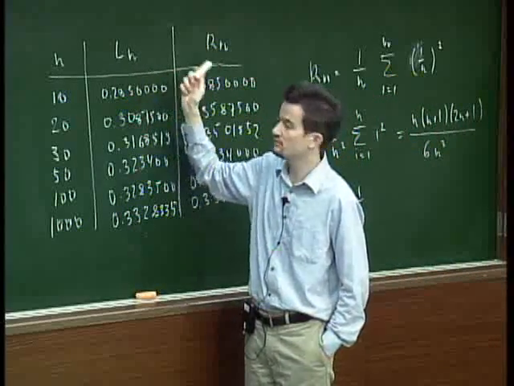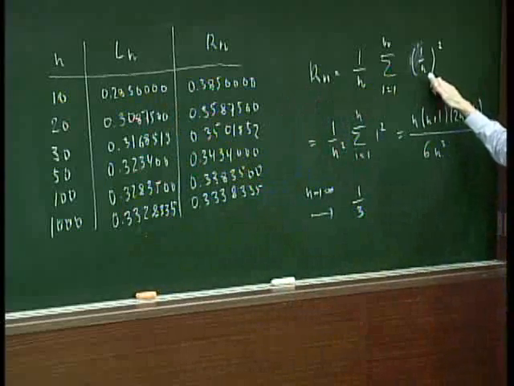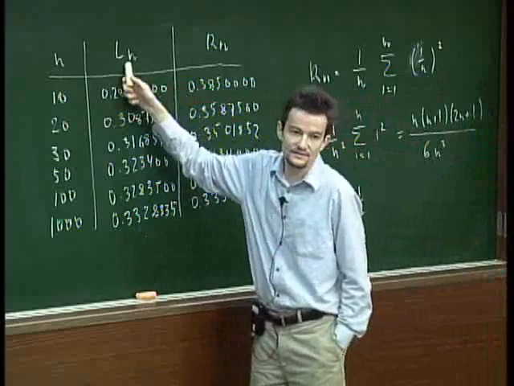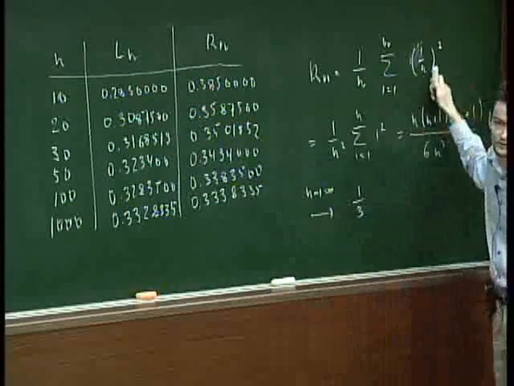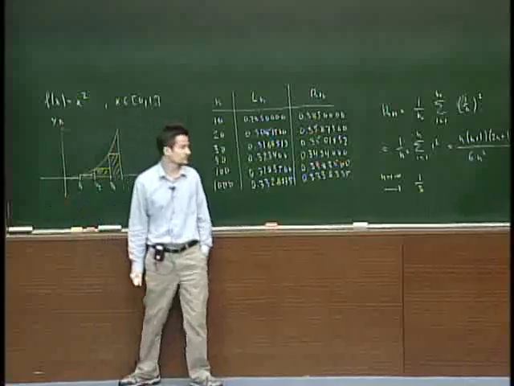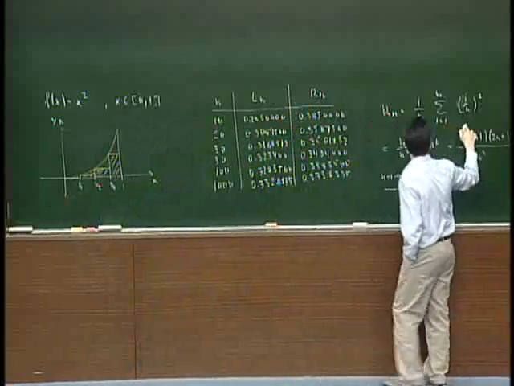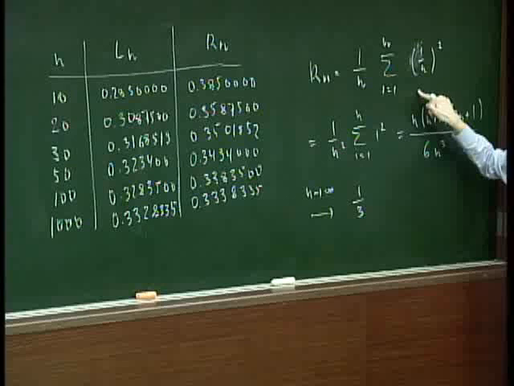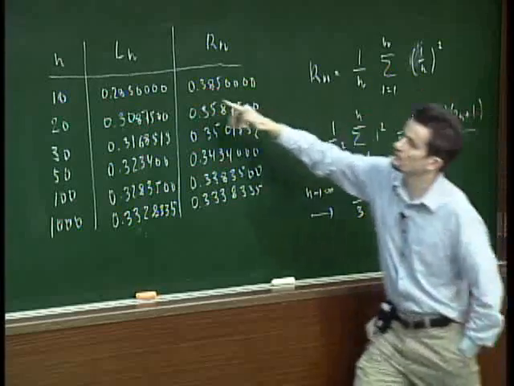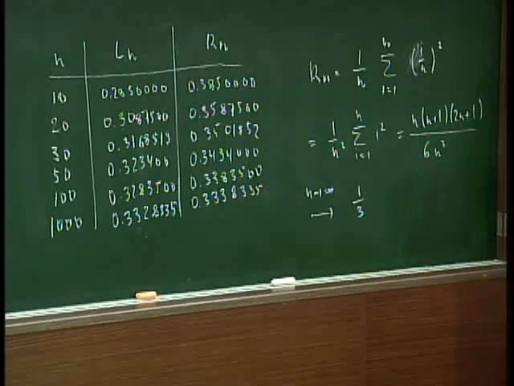As for Ln, actually those two are pretty similar. The only difference between those two is that here you have the last term, whereas Ln does not have the last term, because the first rectangle has always area 0. So the only difference between Rn and Ln is the last term, but the last term is 1 over n, which tends to 0 as n tends to infinity. So Ln will also tend to 1 over 3 as n tends to infinity.